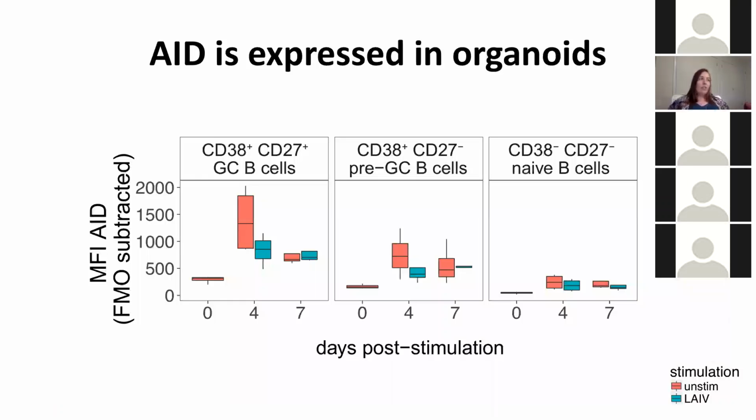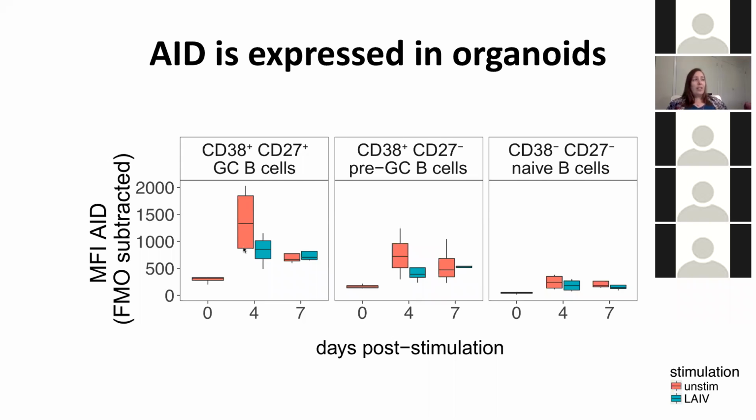So we did a series of experiments to try to understand what contributions memory versus naive cells may be making to these responses. The first thing we did was look for expression of activation-induced cytidine deaminase, the enzyme that's responsible for double-stranded breaks and allowing somatic hypermutation and class switch to occur. We measured AID expression by intracellular flow cytometry on days 0, 4, and 7, and we looked at different B cell subsets.